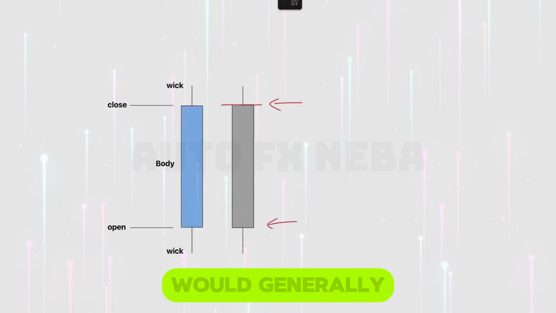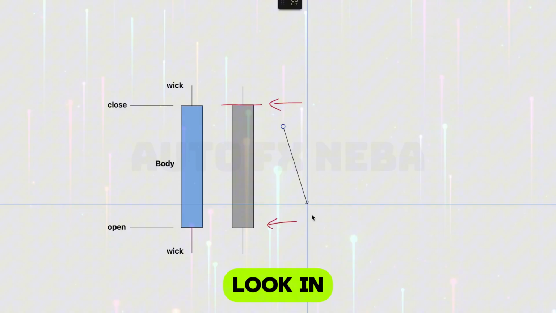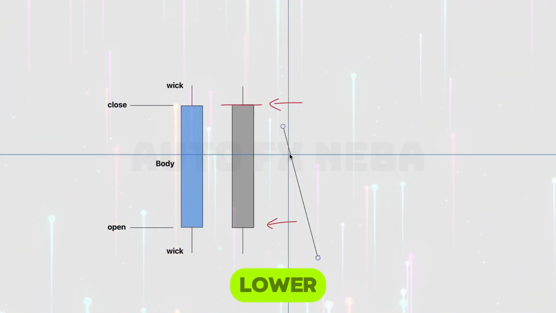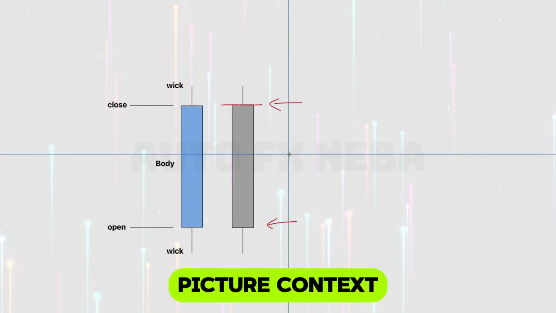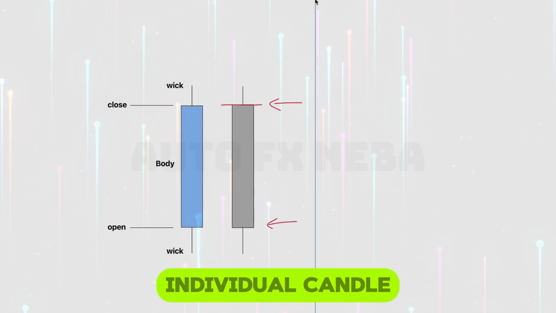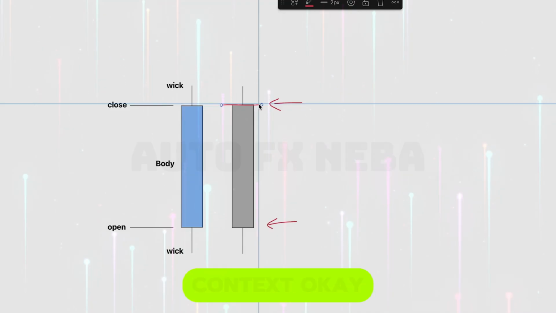So from this, we would generally mostly be interested in continuing to look in the downward direction for future trades. We would expect this market is one that is likely to move lower. Now, of course, bigger picture context matters, as you will learn throughout this bootcamp. We don't really base trades just off one individual candle, but they can give us significant information that we use inside of a larger context, okay?